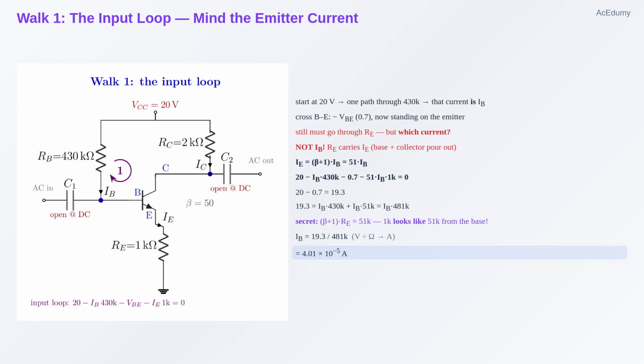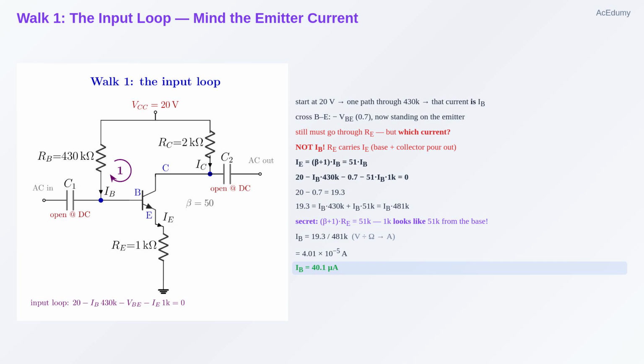So 19.3 equals I sub B times 481K. I sub B is 19.3 divided by 481K. Volts over ohms gives amps.